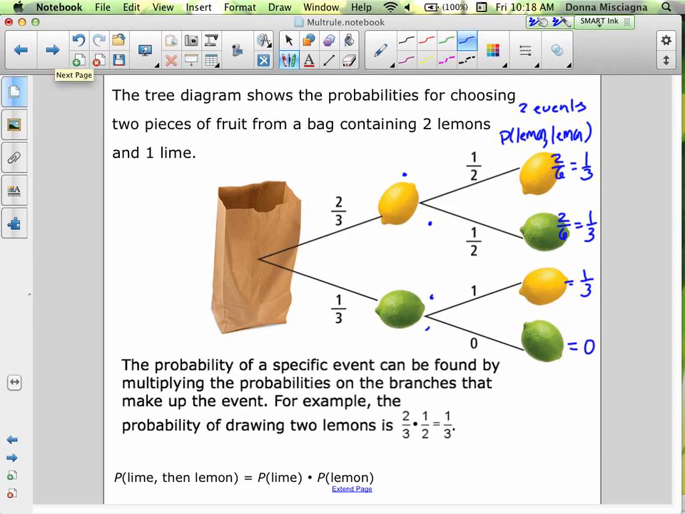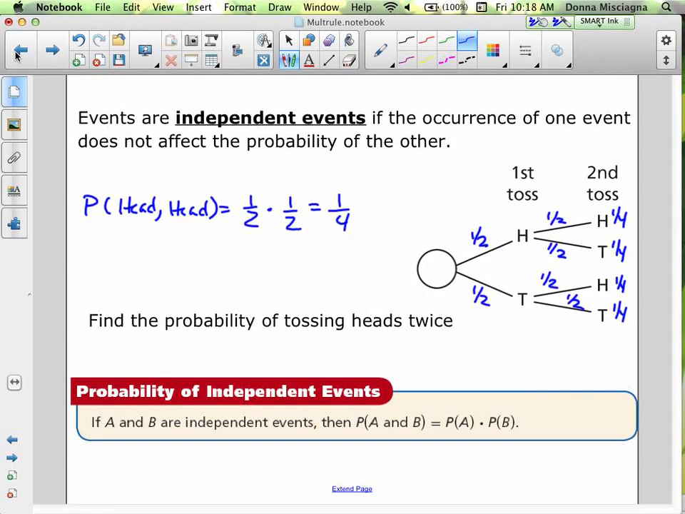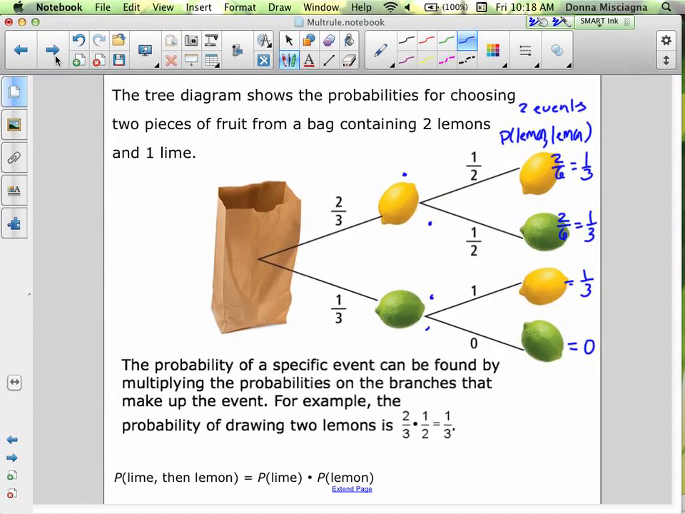Let's take a look if we add up the probabilities here on the 2-factor trees. What is 1/4 plus 1/4 plus 1/4 plus 1/4 equal? 1. Let's look at one more thing, and that is, let's add these ones together. What is 1/3 plus 1/3 plus 1/3 plus 0 equal? 1. So all the options added equals 1, because that's all the options you have.